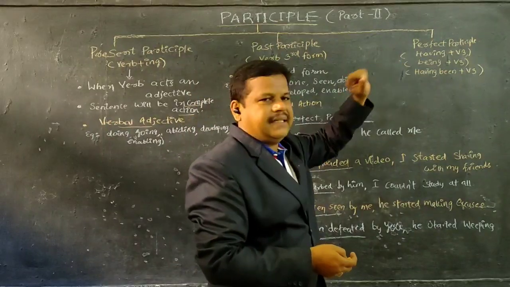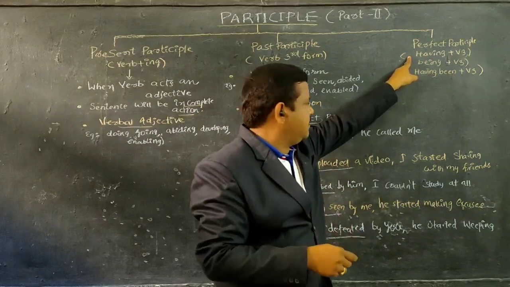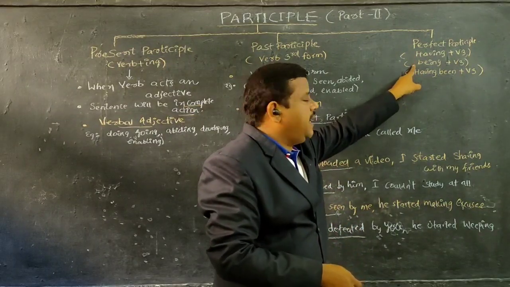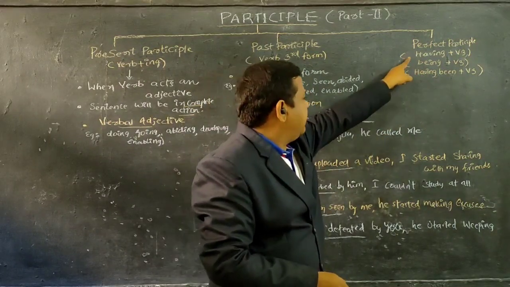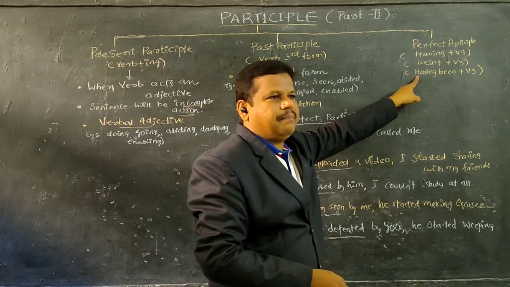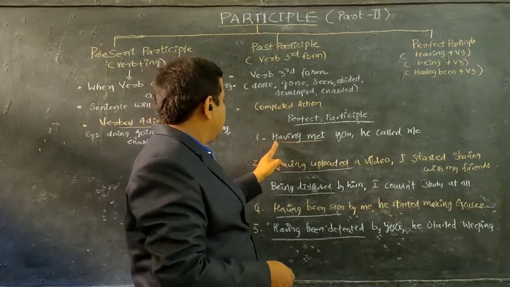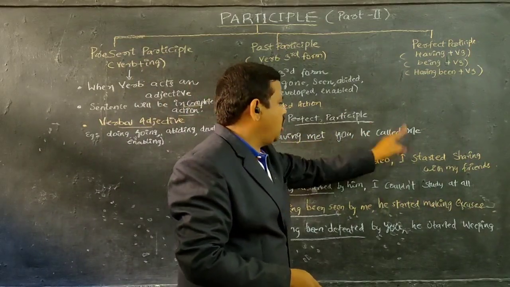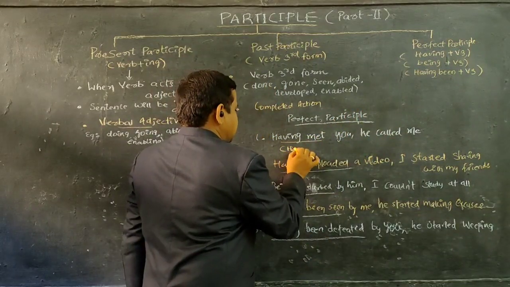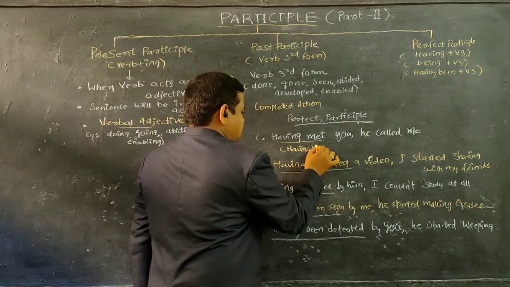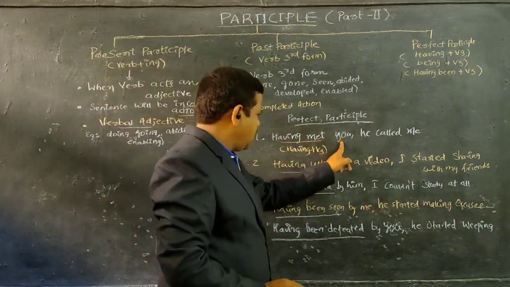So we'll see now how perfect participle sentences will be. Generally, perfect participle will be having plus the third form of the verb, that is, having plus V3, being plus V3, having been plus V3. Let us see these examples and we will understand. Having met you, he called me. So this sentence is in the form of having plus V3. Met is the third form of the verb. Having met you, he called me.